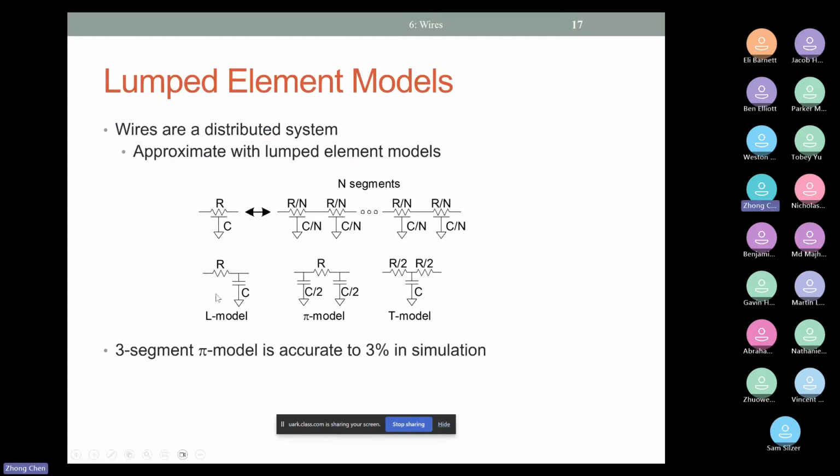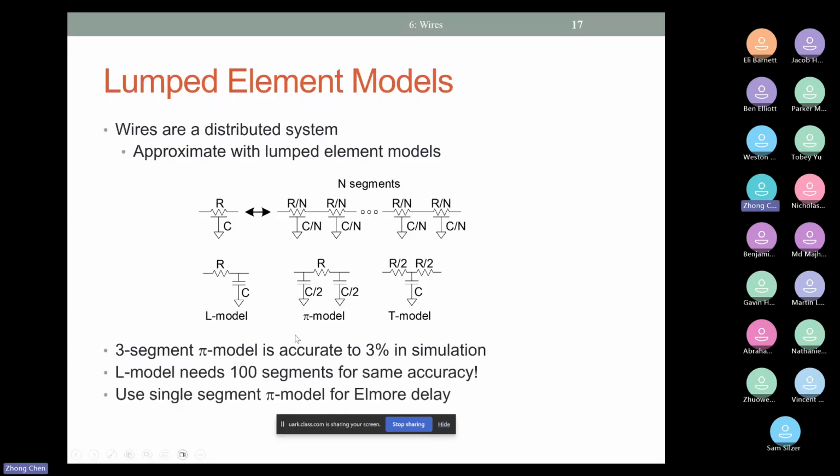And we can also use a number of segments, which means I break the wire into maybe 100 pieces, or maybe into 3 pieces, so I can have different distributions. There is some discussion of this in the textbook as well, but the conclusion is that a 3-segment pi model is accurate enough, to within 3% variation.